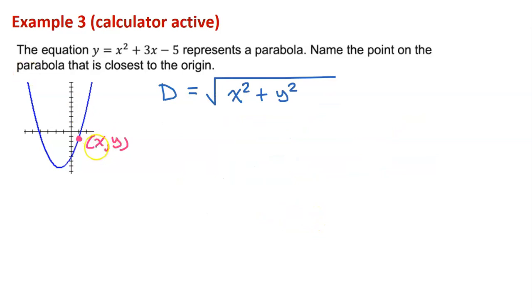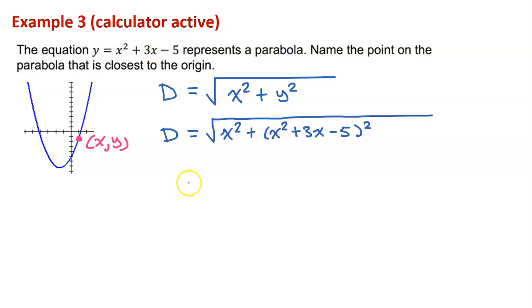Finding the point closest to the origin means minimizing this distance. So this is our primary equation. We need to rewrite this so that we only have one variable. Luckily, they gave us the secondary equation, y equals x squared plus 3x minus 5. So let's substitute this expression for y. To find the absolute minimum value of distance, we would normally find the critical values by finding d prime.